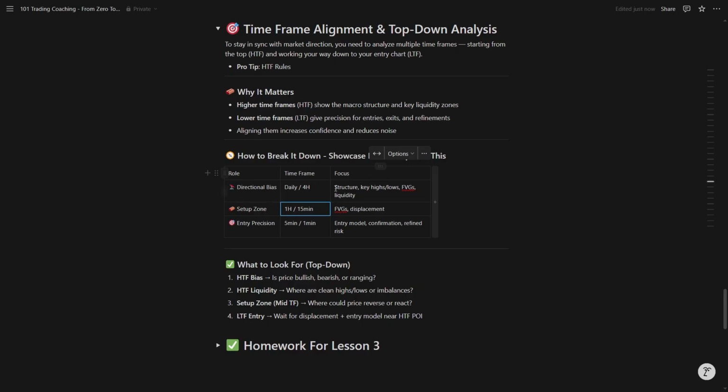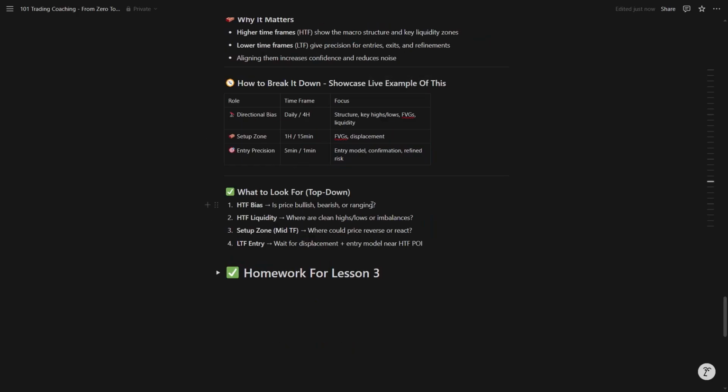Everything you use has to be used in the context above it. So when you go into your 1 hour and 15 minute, it has to be in the context of the daily and 4 hour, just like I showed you before with the fair value gaps. And same thing when you go into the 5 minute and 1 minute, it has to be used within the context of the 1 hour and 15 minute. Do you see how we use it? Yeah. So again, this simply repeats the same thing.